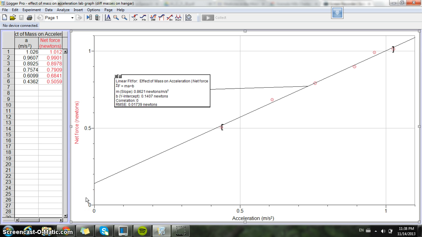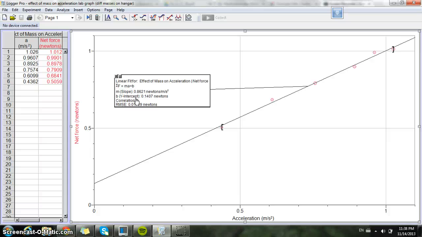Now we'll look at the slope. It's about 0.86 newtons over meters per second squared, which means that for every unit of acceleration, the net force changes by about 0.86 newtons.